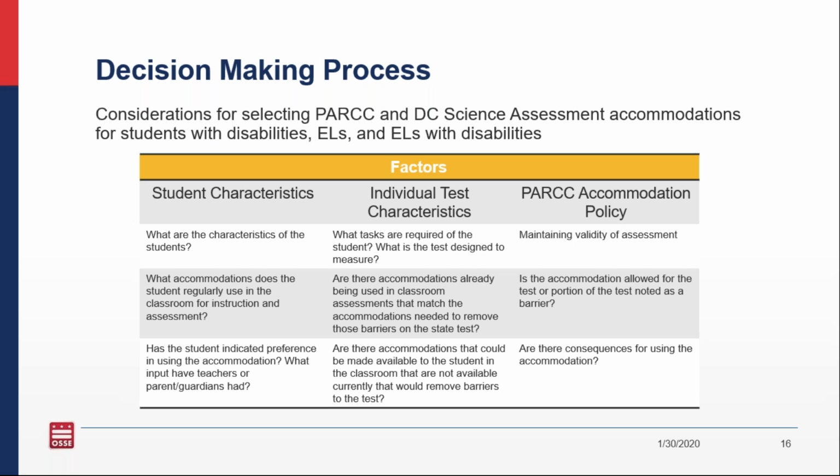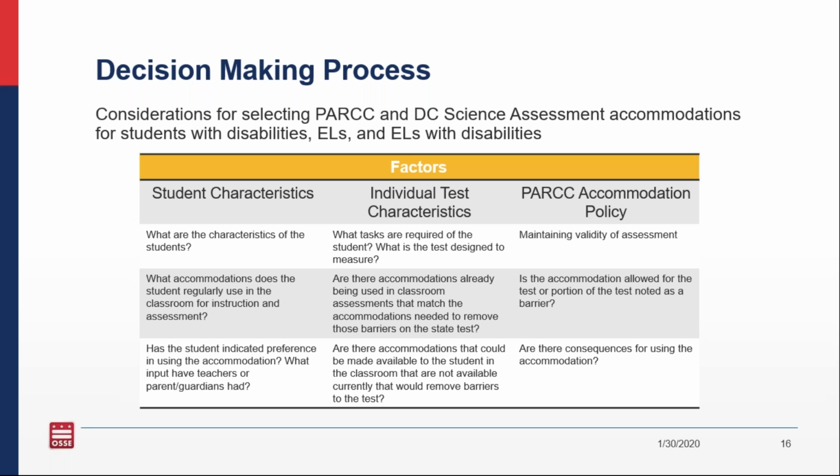And lastly, are there accommodations that could be made available to the student in the classroom that are not available currently that would remove barriers to the test? That would fall into if there are accommodations that the student and the team believe would benefit them on their test, but may not necessarily be in the student's IEP, identifying those additional ones. And that could even fall into a unique accommodation request, which we'll talk about towards the end of the presentation.